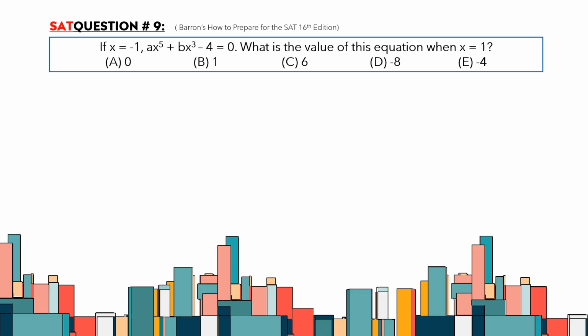If x equals -1, ax to the 5th plus bx to the 3rd minus 4 equals 0, what is the value of these equations when x equals 1?